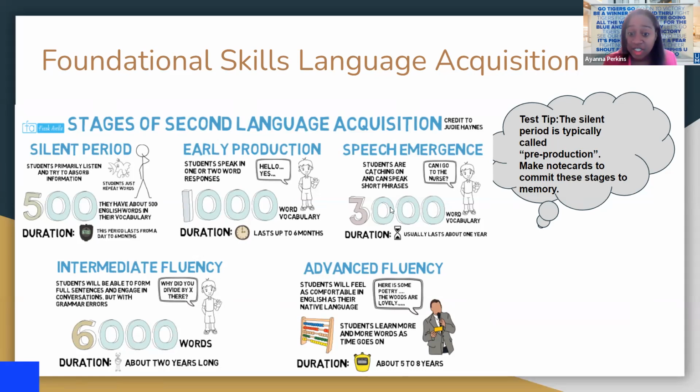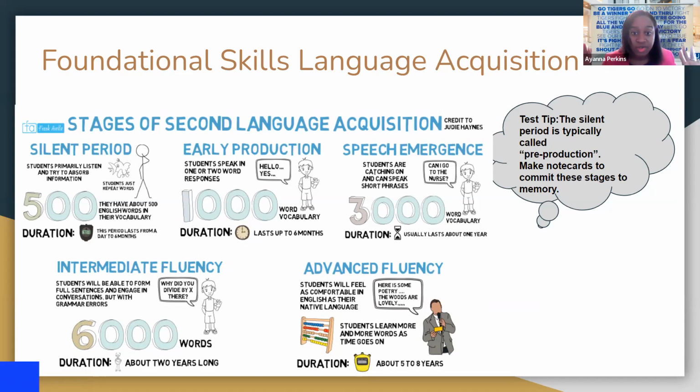Then we have speech emergence, where the students are able to catch on to things that are being said. They're able to speak in short phrases and communicate a little bit more. At this point, they have about 3,000 words. Then we have intermediate fluency. This is where students will be able to form full sentences, and they're able to engage in conversations. But they might have some grammar errors. They might get some of those words mixed up. Then we have advanced fluency. So this is where students are comfortable. They understand English like they understand their native language.